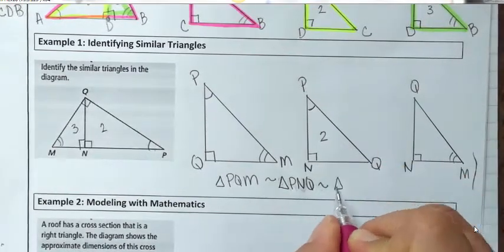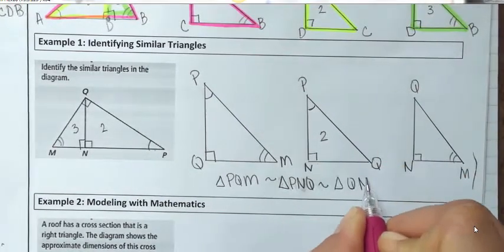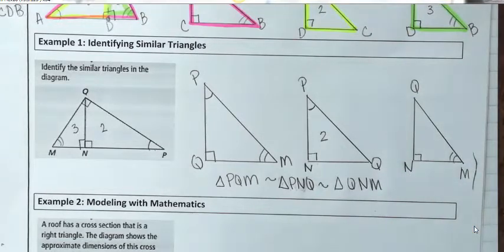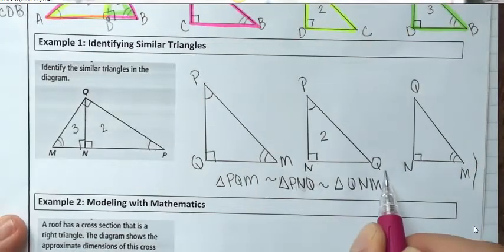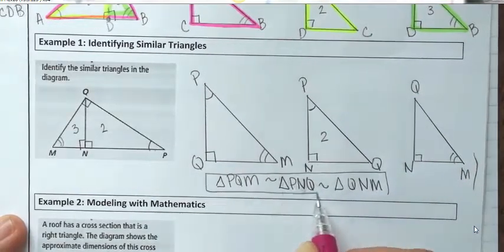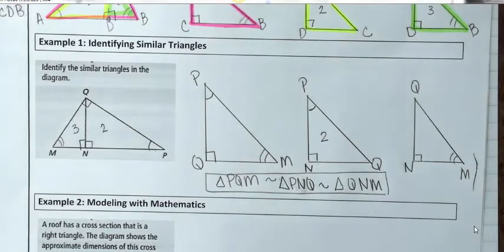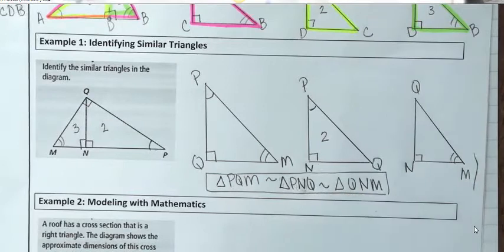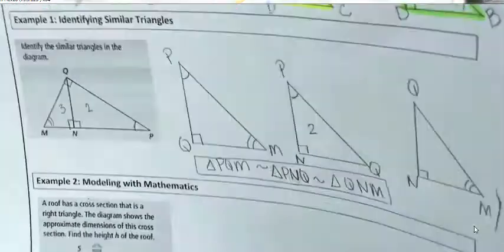Similar to triangle QNM. And now I'm able, this is really my answer right here, I'm able to identify which triangles are similar to which ones, and I'm able to put them in the proper order so that corresponding parts are in the same position. Okay, moving on to example 2.